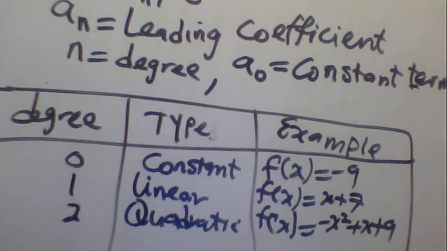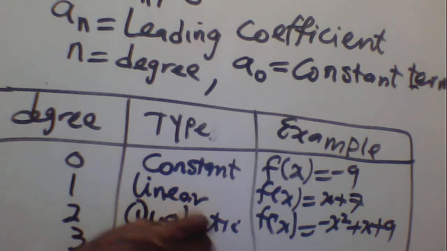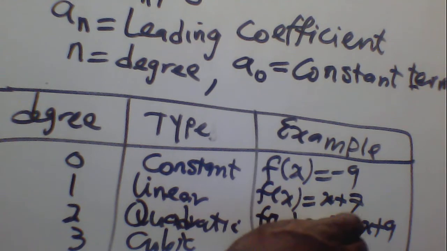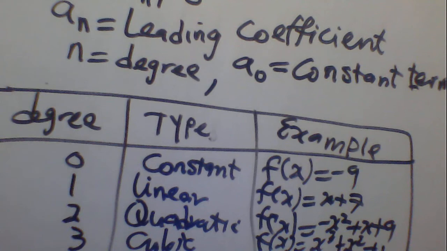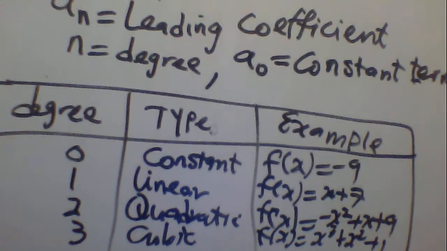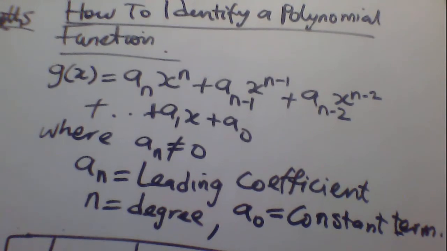So I give you one more. We have degree 3. This is called cubic. It is of the form x raised to power 3 plus x squared plus 1. So we can proceed. These are the different types of polynomials we have. You can pause the video, you see the type, the degree, and the example.